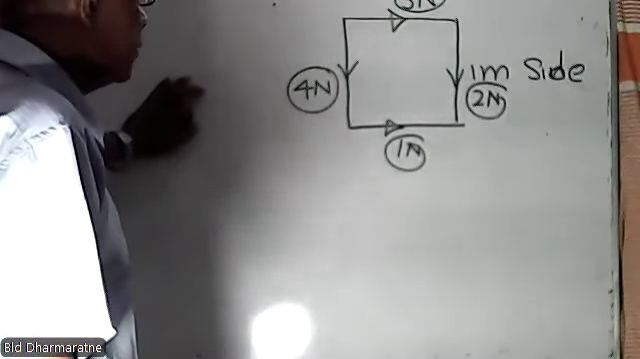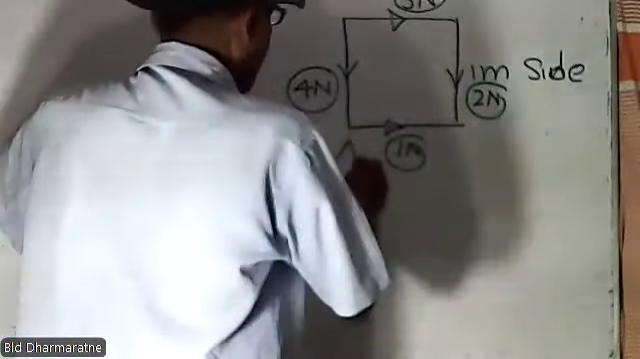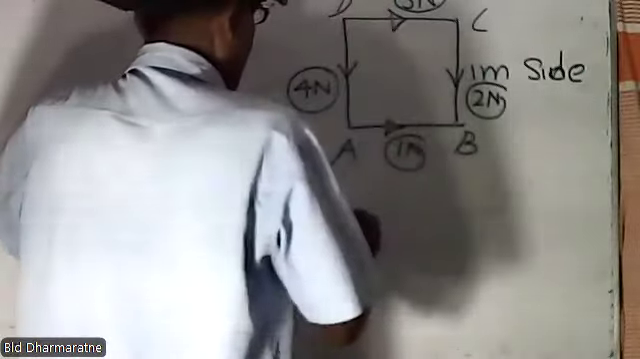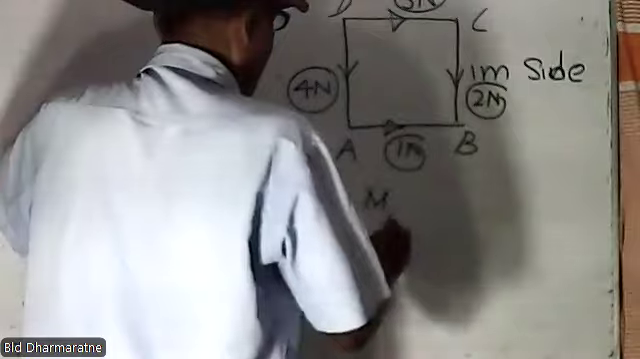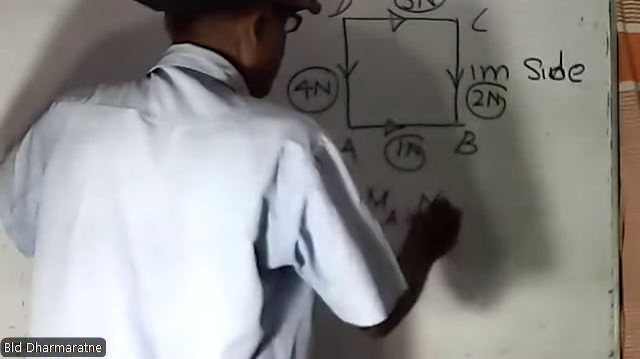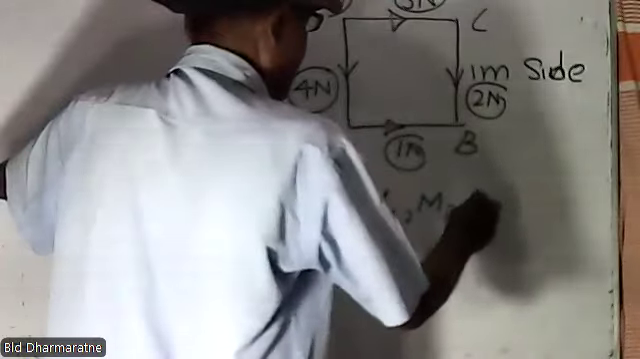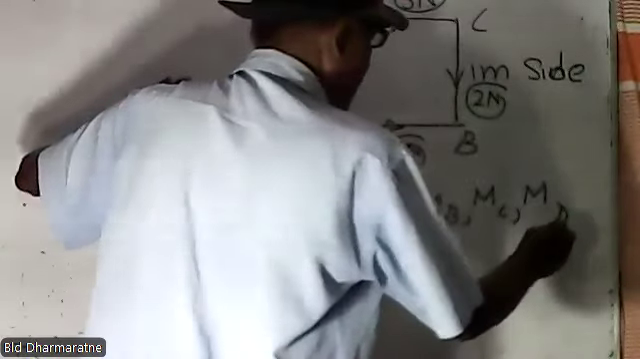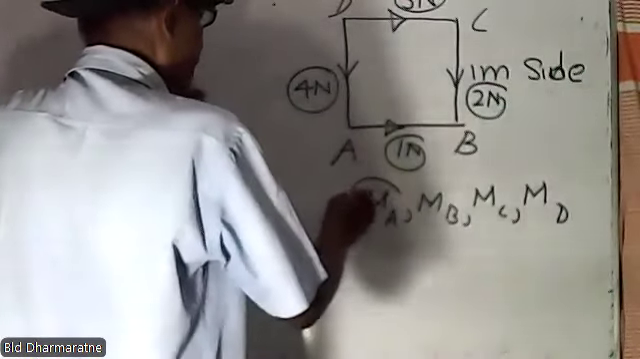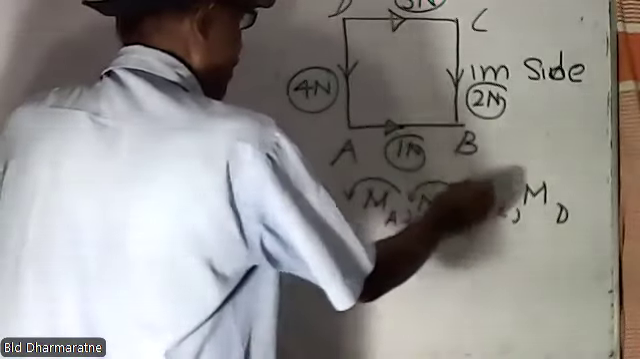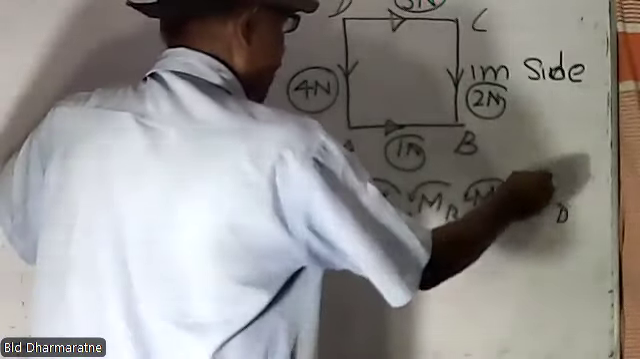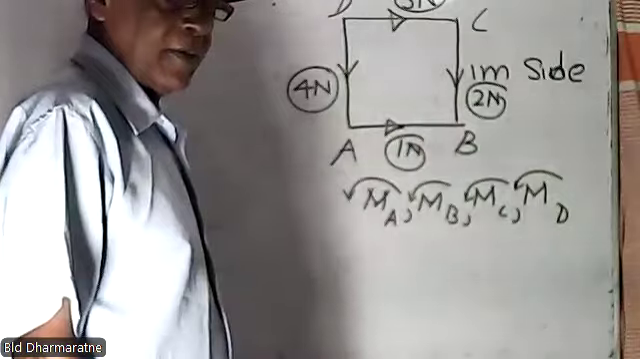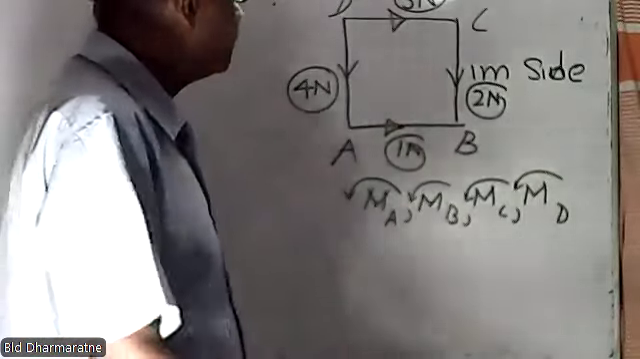In this sum, this is ABCD. We find the sum of moments: MA, moment about A; MB, moment about B; MC, moment about C; MD, moment about D. We take the anti-clockwise direction as the resultant direction. Right? The first case we take is the moment about A.